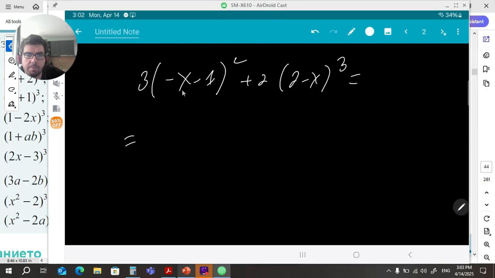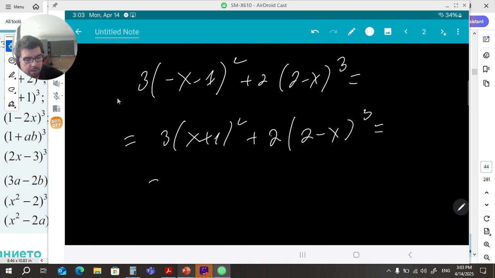So remember from last video, we can apply a property of the power numbers. We can exchange the signs here and nothing changes. So I'll write it in this way: 3 times x plus 1 to the power of 2 is the same. We've shown why this is true in the previous video. Plus 2 times 2 minus x to the power of 3. Always remember, powering has precedence over multiplication. So first we apply the formula and then we multiply by 3.